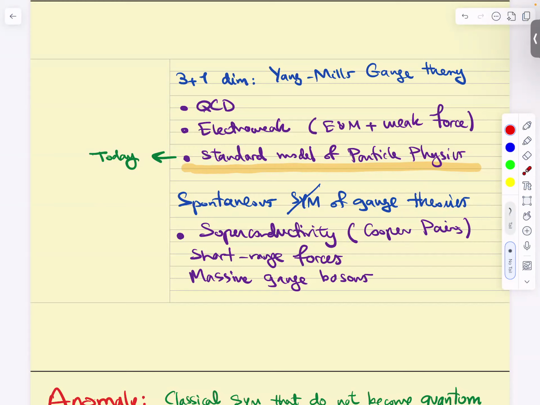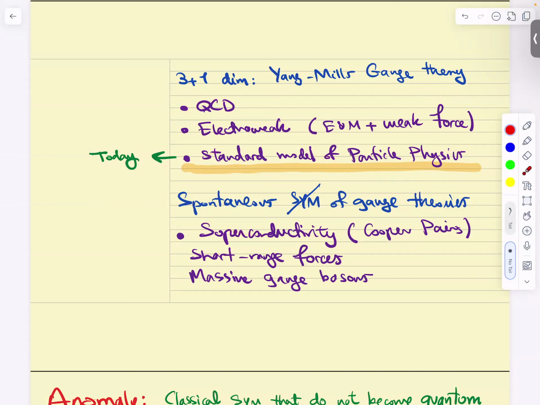But the most important thing for us, if you want to use quantum field theory for fundamental physics, is the so-called Standard Model of particle physics that we're going to discuss today. So that's the triumph. That's the biggest achievement of this formulation for fundamental physics.